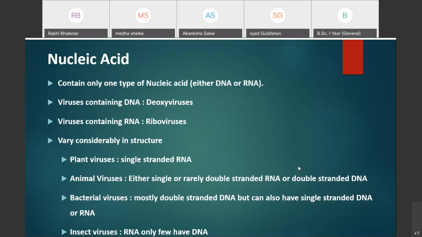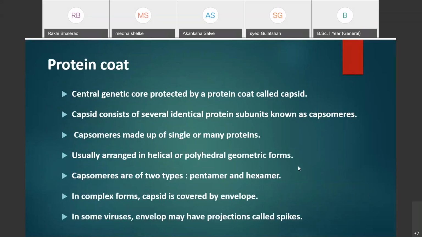Then we also discussed the nucleic acid. I just told you that viruses have only one type of nucleic acid. They completely differ from other cellular organisms, in which both DNA and RNA are present, but in viruses only DNA or RNA is present. We discussed the nucleic acid in viruses in detail, and we were about to discuss the protein coat.